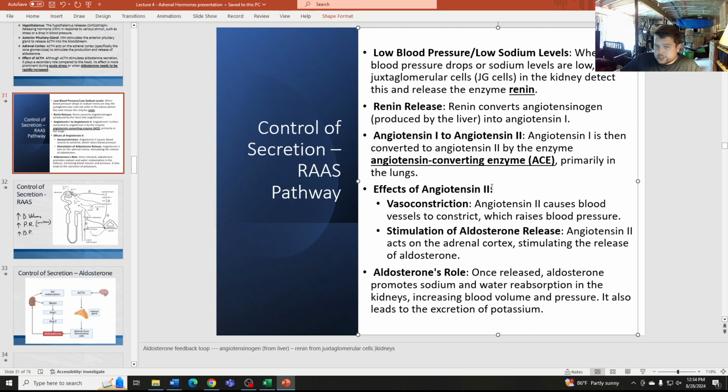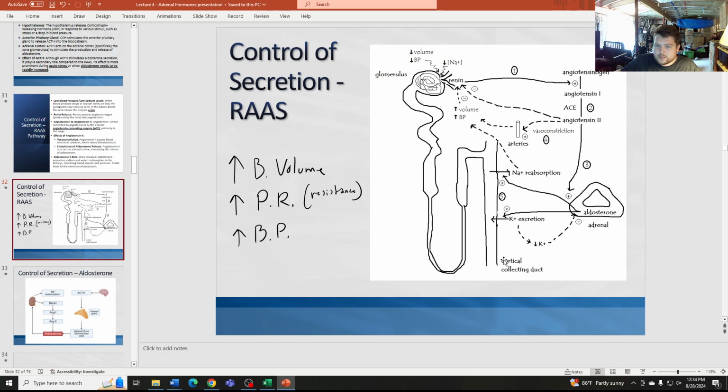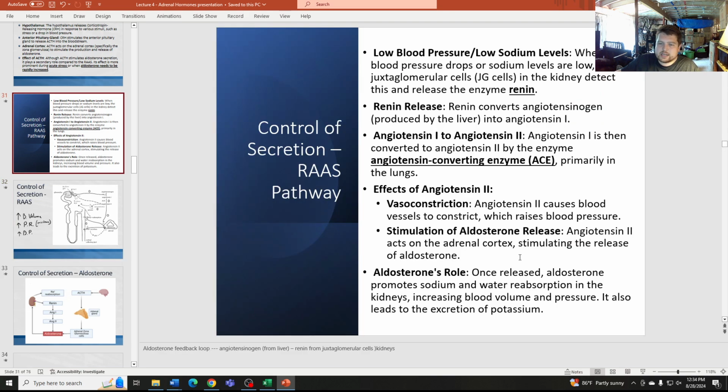That angiotensin 2 binds to vessels and causes vasoconstriction, as well as going to the adrenal cortex and stimulating the release of aldosterone. Once that aldosterone is released, it comes all the way back to the kidneys and acts on the cortical collecting duct, and then we get increased activity of the channels as well as increased presentation of those channels in order to uptake sodium and water in order to restore the proper blood pressure and sodium levels.